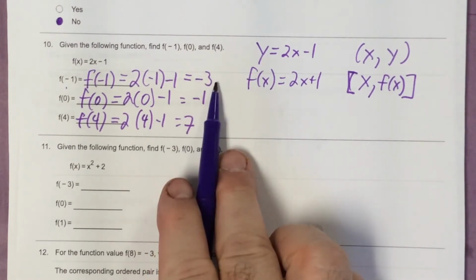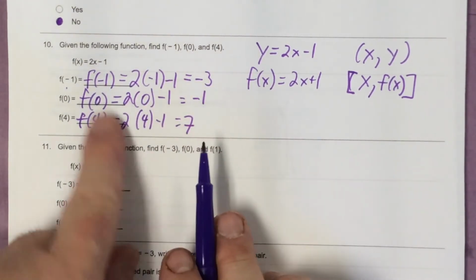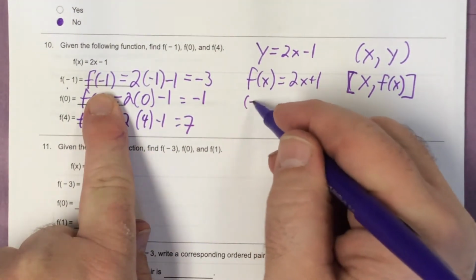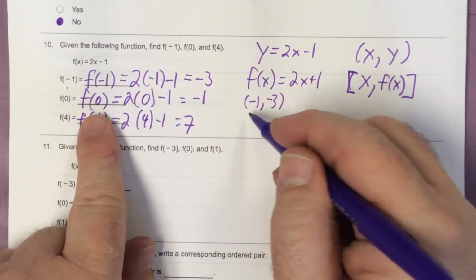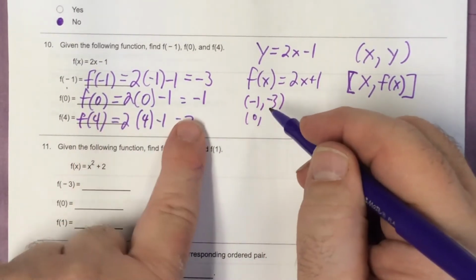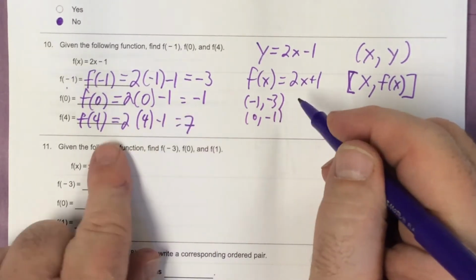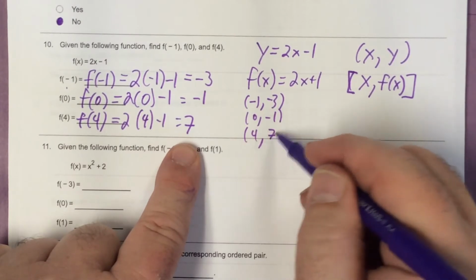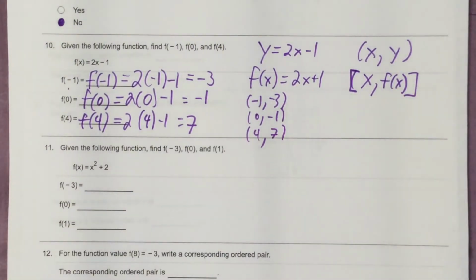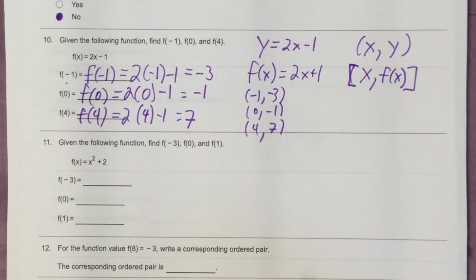If I wanted to write these each as pairs, that means when x is -1, f of x is -3. When x is 0, f of x is -1. And then finally, when x is 4, f of x is equal to 7. And those would be my 3 points. We're not asked to do that yet, but we are going to be asked to do that.